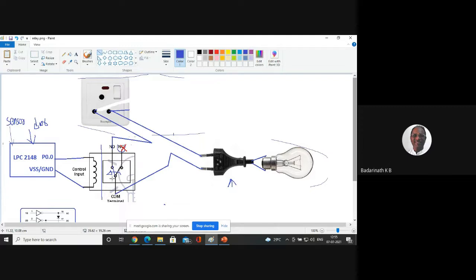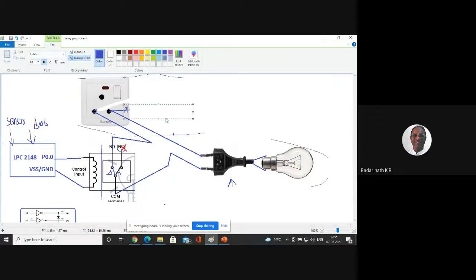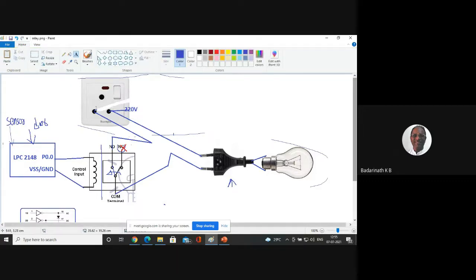Now my interfacing is completed. See that this is the power supply. What is this power supply? This is 220 volts. Let's assume it is a 220 volts operating device, an AC source. This is an AC 220 volts. Now I've introduced a relay. I'm controlling this by using a simple IO0 set instruction. If I write 1, that means P0.0 becomes on.